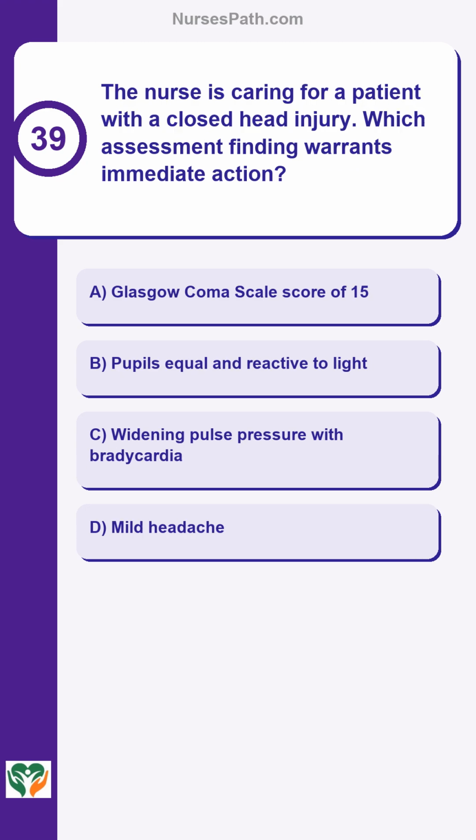Question 39. The nurse is caring for a patient with a closed head injury. Which assessment finding warrants immediate action? Glasgow Coma Scale score of 15. Pupils equal and reactive to light. Widening pulse pressure with bradycardia. Mild headache.